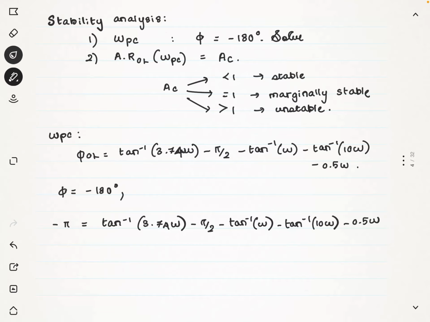And now the only variable is omega, and you should note that here omega is equal to omega crossover frequency, because we have substituted minus 180 degrees on the left hand side. So if you solve it in a scientific calculator or in MATLAB, what you will get is the crossover frequency is equal to 1.15. And if you look at the question, there has been no units mentioned, so you can just put radians per minute.